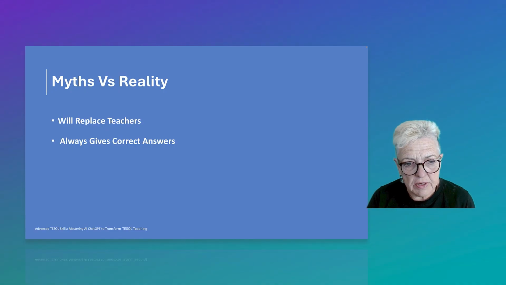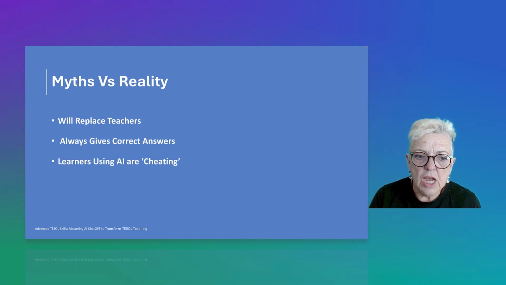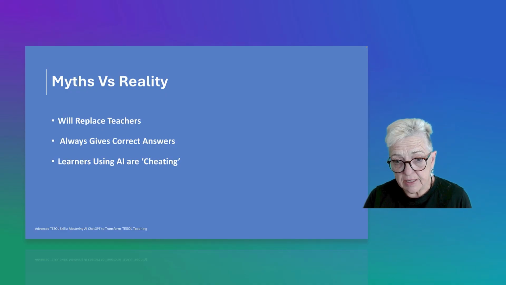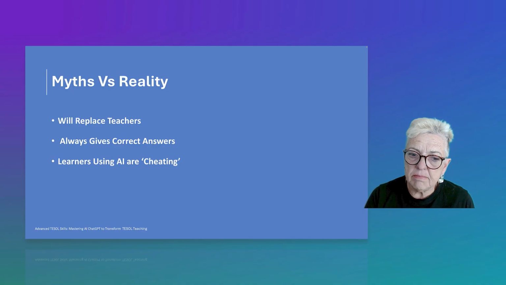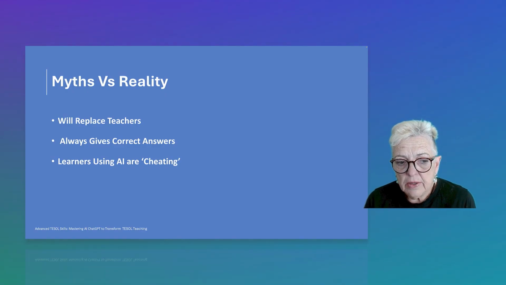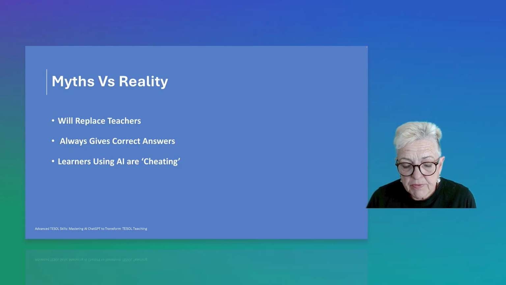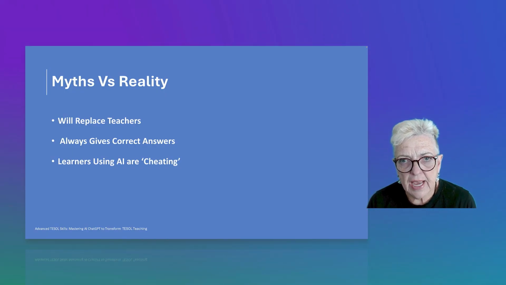It doesn't always give the correct answer. Be careful. Check and double check. It's definitely not infallible. Learners using AI are cheating is a common discussion around this. And yes, maybe they are cheating, whatever that means. It's complicated, but the fact is our students are using it and we need to use it too. And we need to know what they can and are doing with it.